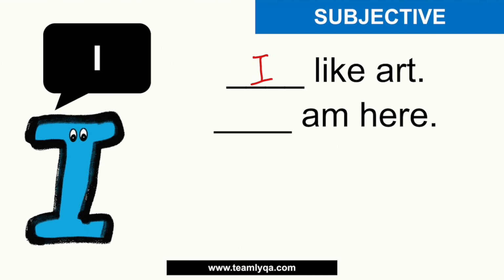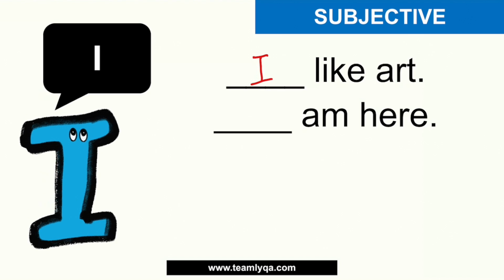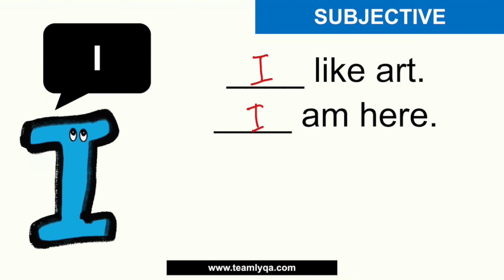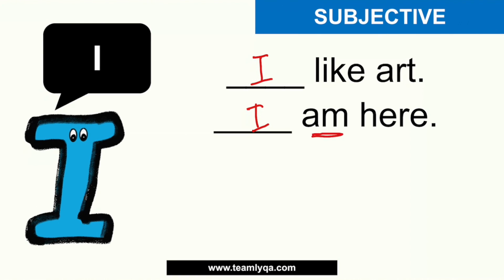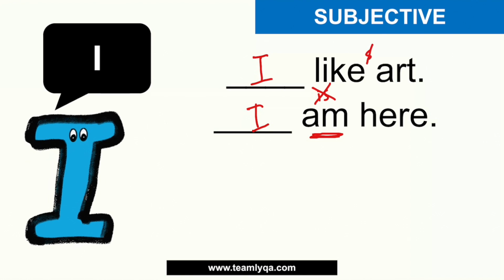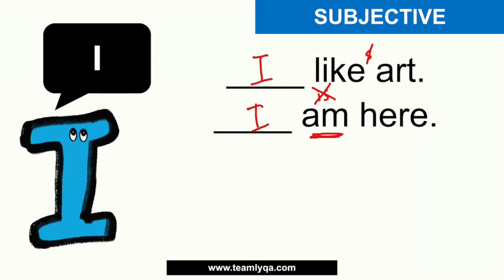Another thing is this. Kapag sinabi ko na blank am here, di ba kanina yung we are here. Kasi are is a plural na be verb. Pero pag I ang ginagamit, it becomes I am here. Hindi rin siya I is here. Okay? So again, hindi siya I likes. Hindi siya I is. I am. Always remember, kapag I am.